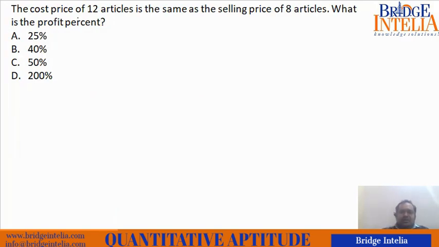The cost price of 12 articles is same as the selling price of 8 articles. So what are they trying to say? Cost price of 12 articles. Let cost price of one article be denoted by CP and selling price be denoted by SP. So if cost price of one article is CP, cost price of 12 articles will be cost price into 12. This is given to be equal to selling price of 8 articles. So this is the information given in the question.